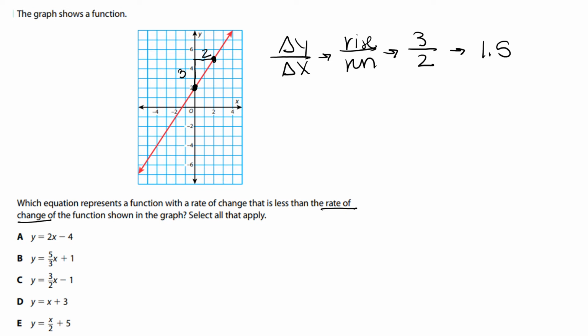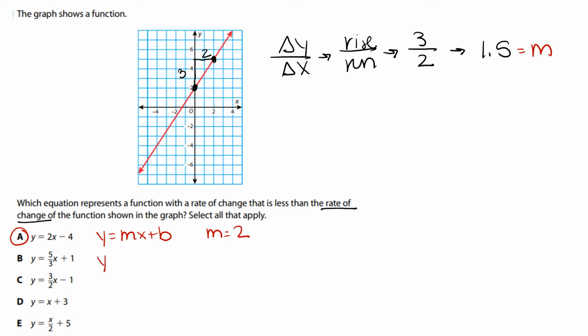So now we're going to compare that to the rates of change in all the other problems below. Remember, the rate of change is the letter m. So in our equation, y equals mx plus b, you're going to pull out the m value. In our first equation, m is going to be 2. 2 is greater than 1.5. A is a correct answer.